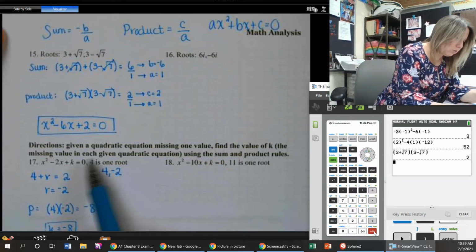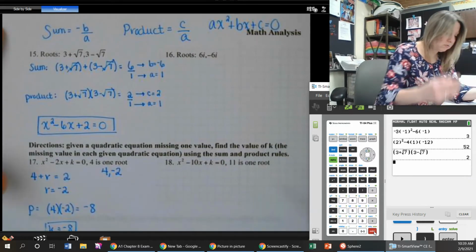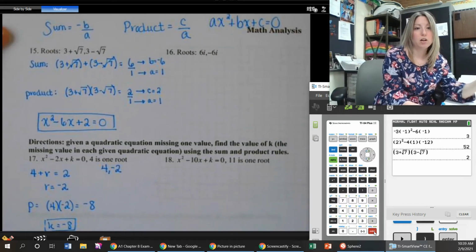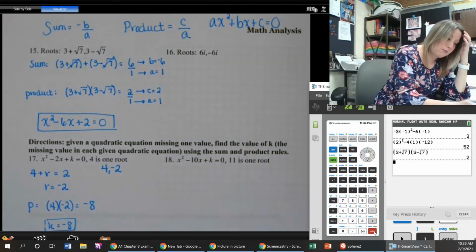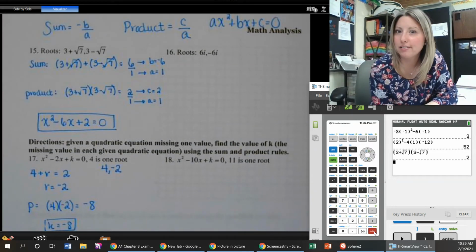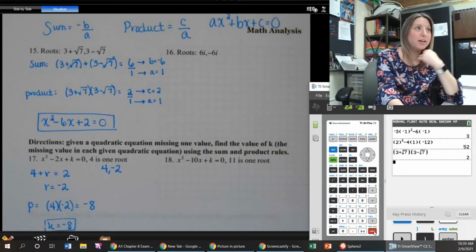Did it say I need to restate? No. Just said I needed to find the value of k. That's it. If it's the other way, if you're only finding c, that's the way you work it.